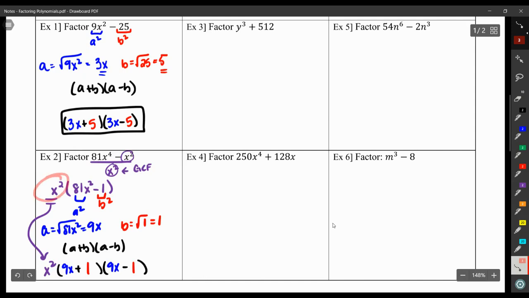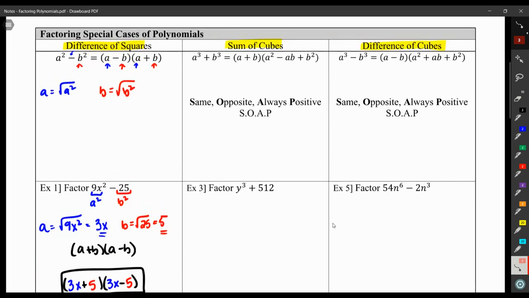Don't forget to pull out the GCF way down to the bottom as well. This guy's just going to tag along all the way through. Now let's look at sum of cubes. The difference between difference of squares and the cubes is that instead of having perfect squares, we actually have perfect cubes. That's the difference.